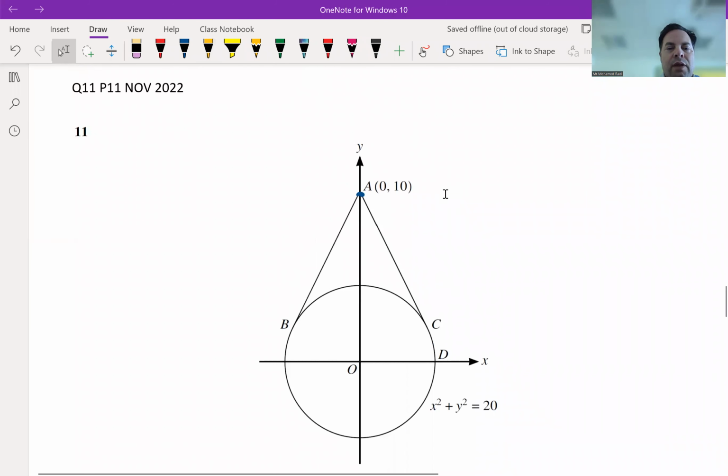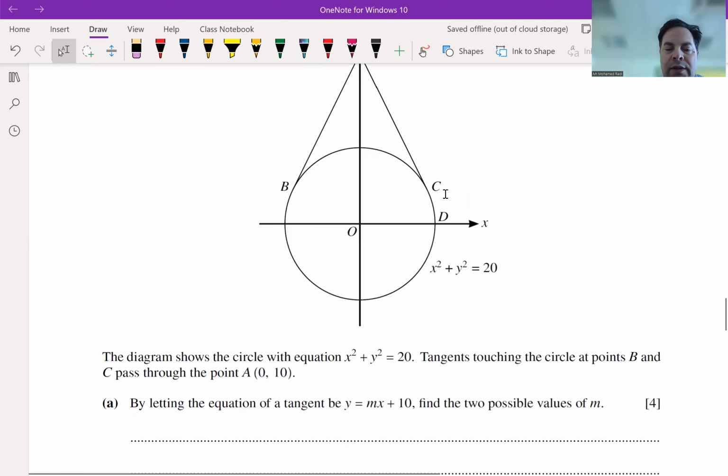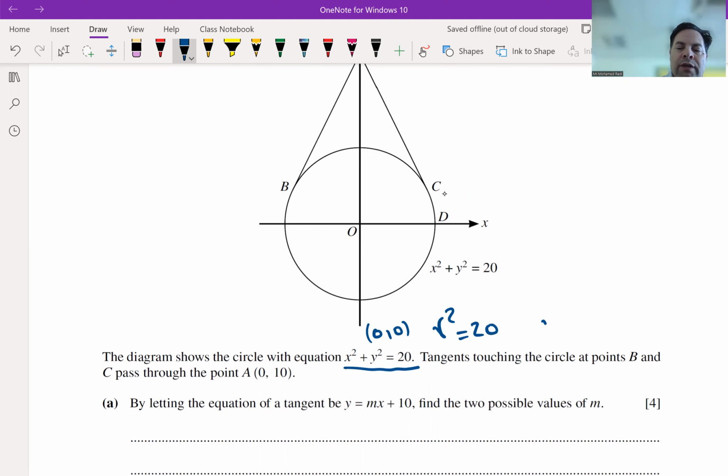Hello guys, in this tutorial I'm going to solve question number 11, paper 1, November 2022. The diagram shows a circle with equation x squared plus y squared is equal to 20. This circle has its center at (0, 0), and the radius squared is equal to 20. By taking the square root, it will be 2 root 5. So the radius of this circle is 2 root 5.